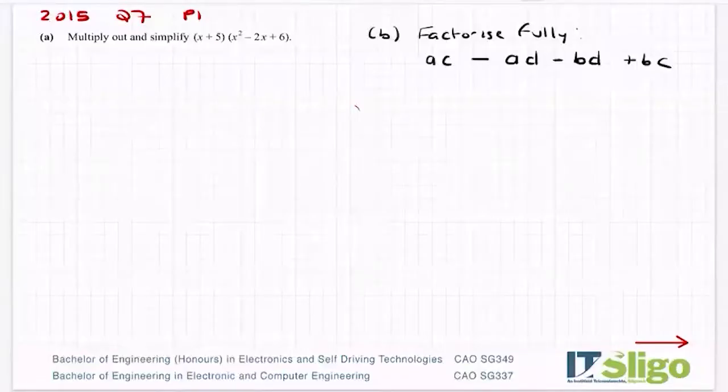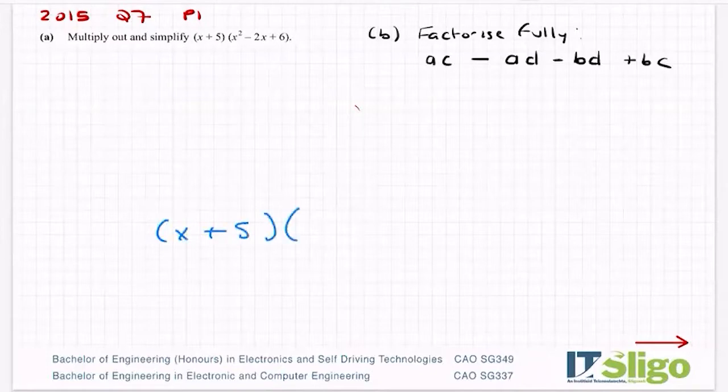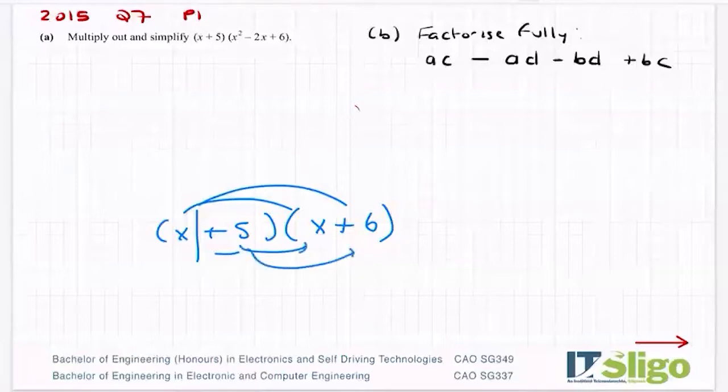The 2015 question, and I'm looking at question 7 that was on paper 1 on algebra. Multiply out and simplify x plus 5 by x squared minus 2x plus 6. Okay, it's the same method as if it was 2 terms in a bracket like this, for example, x plus 6. So it's x by everything in the second bracket plus 5 by everything in the second bracket, or with the arrows if that's how you've been shown.